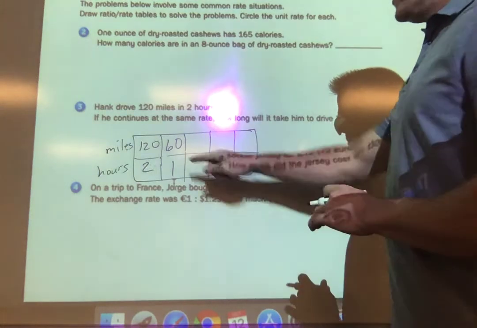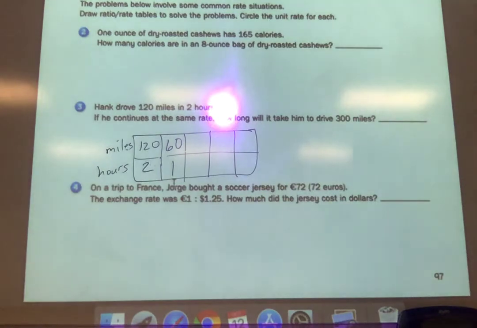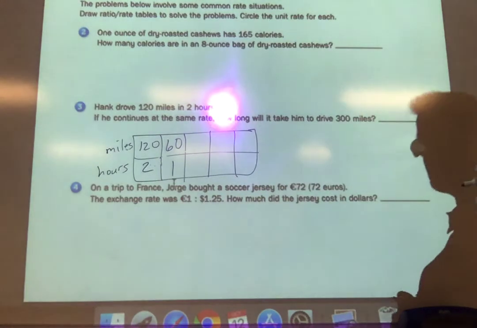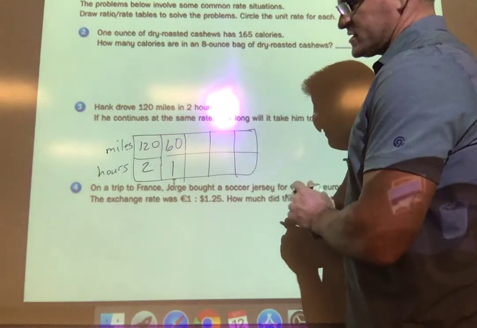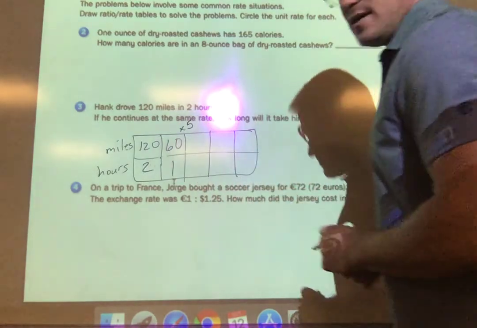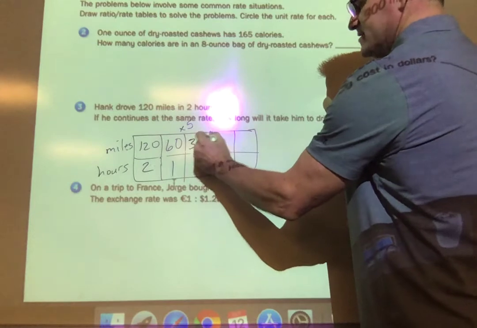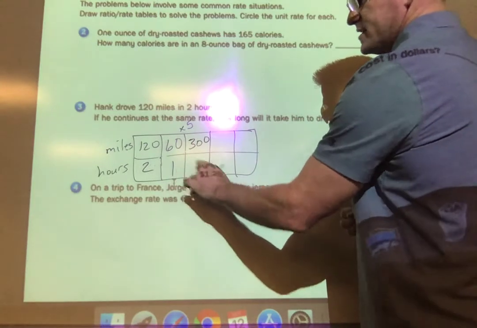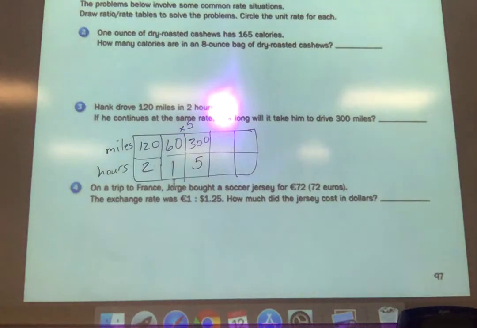There are different things we can do. You can list several different ones until you start to get close. If you know your facts, you know 6 times 5 is 30. So for me, I would probably want to do this in one step. I know if I take 60 times 5, I'm going to get 300. All right, so that gets me up to 300 miles. And then I know I must take the 1 times 5, and then I get 5 as well. So I know it would take me 5 hours to go 300 miles.